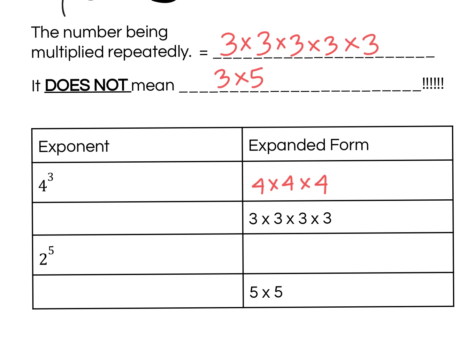Okay, what about the next one? How would I write that one? What would it look like, Deacon? 3 to the 4th power. If I expand out the next one, how many 2's should I have? 5. I should have 5 2's being multiplied together. It's not 2 times 5, which is 10. It's 2 times 2, which is 4, times 2, which is 8, times 2, which is 16, times 2, which is 32. So 2 to the 5th power is 32, not 10.